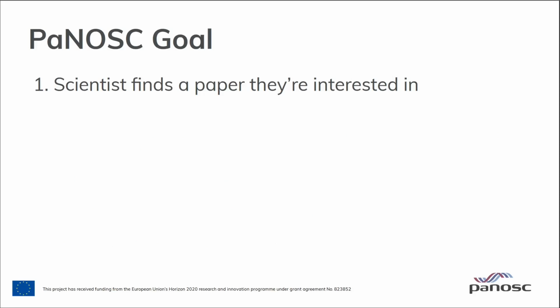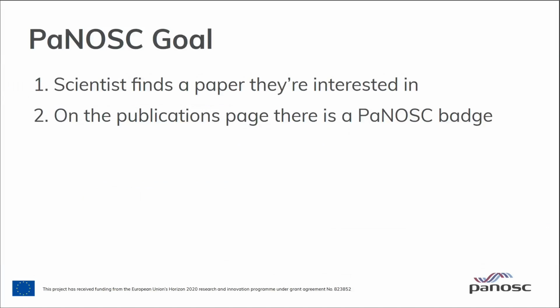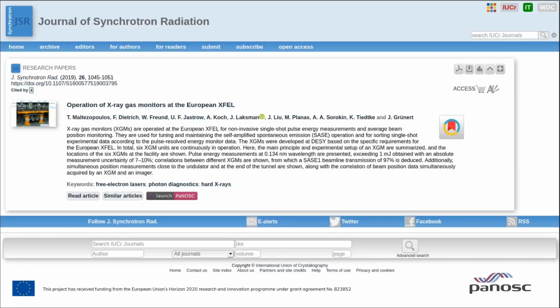So PaNOSC aims to help streamline this process a bit. So the scenario starts the same, with the scientists finding a paper that they're interested in. But now on the publication page, there could be an additional button. So as a small mockup, there could be a launch with PaNOSC or launch with EOSC button embedded in the journal page or in the DOI page.